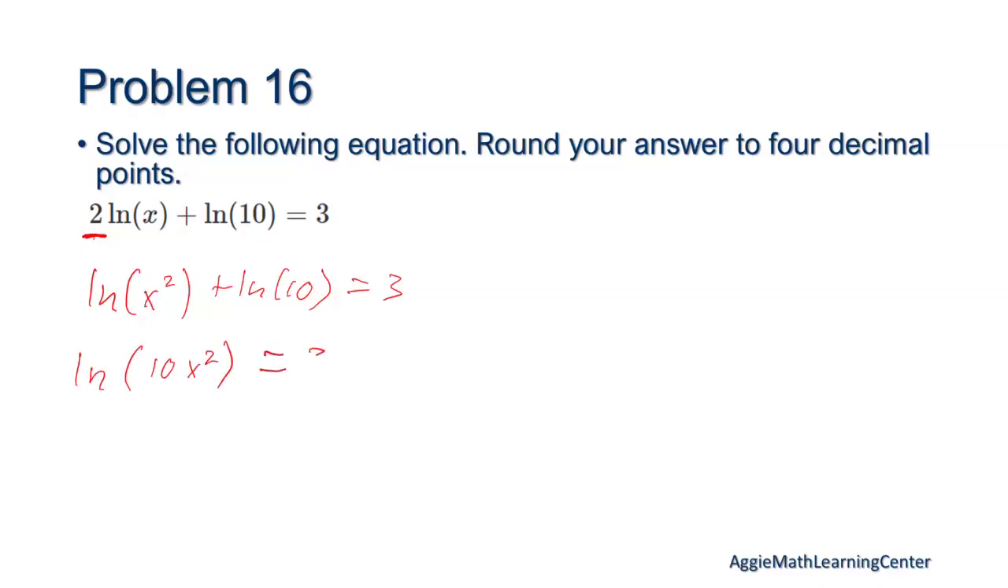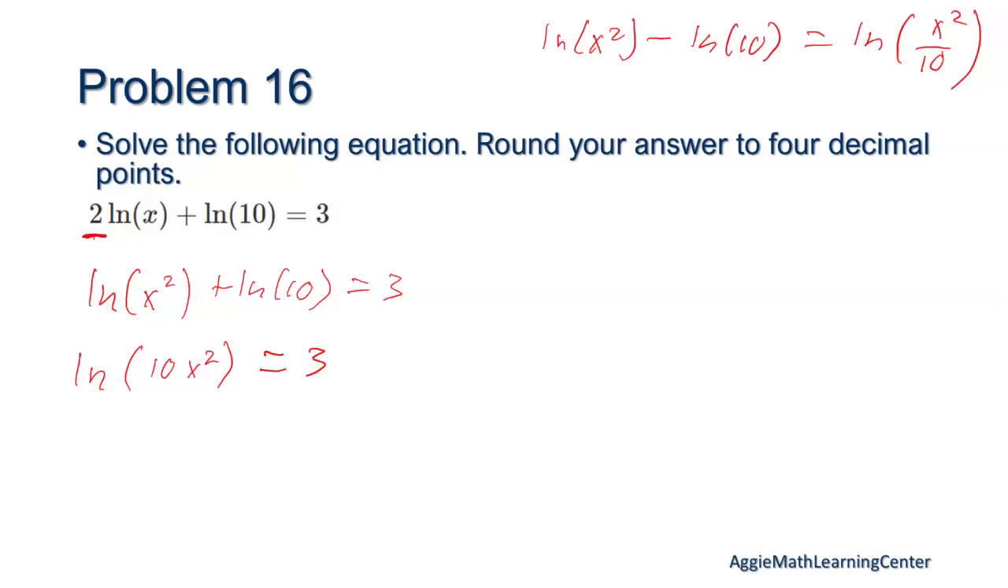If you're subtracting them, then whatever log you're subtracting goes in the denominator. So if this were the natural log of x squared minus the natural log of 10, that would be the same as x squared divided by 10. So if you subtract them, you're doing the division. If you're adding them, you're doing multiplication inside your log.